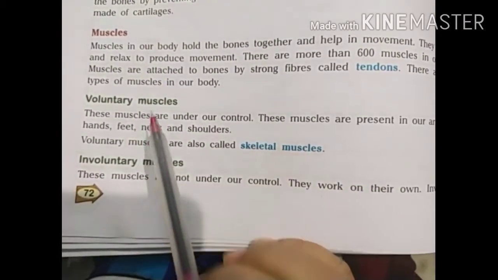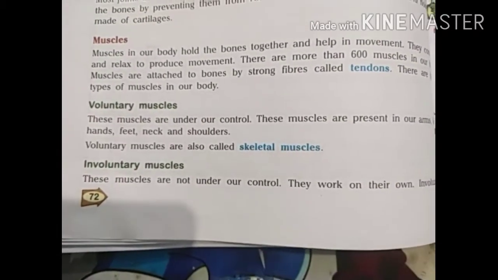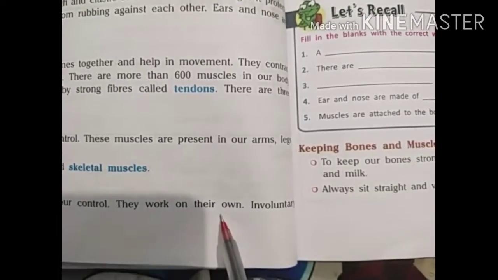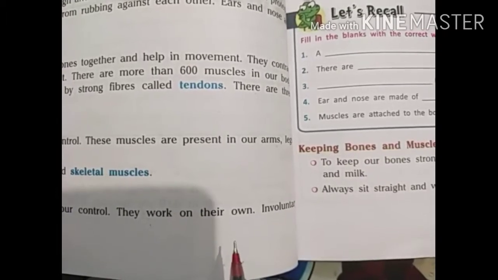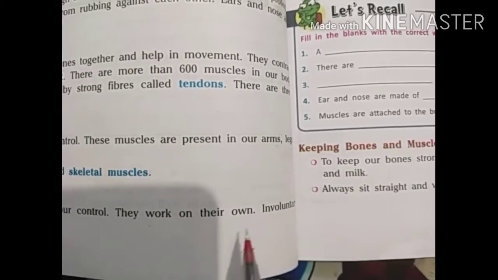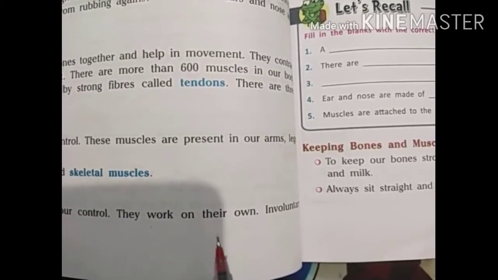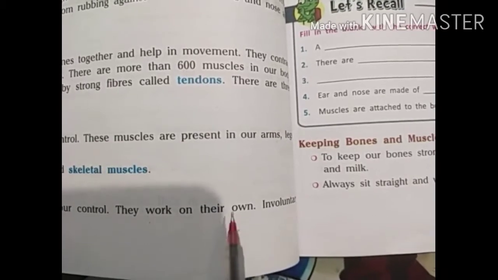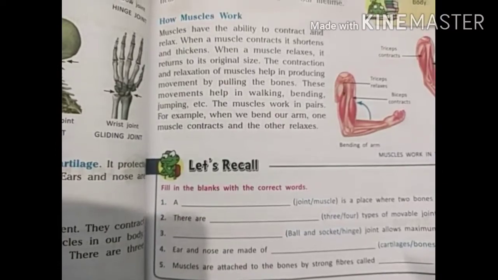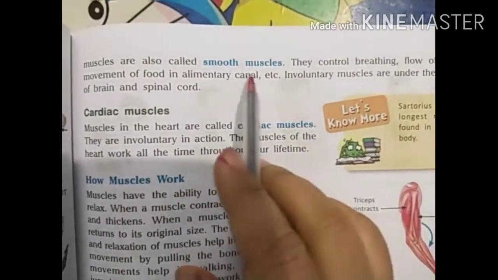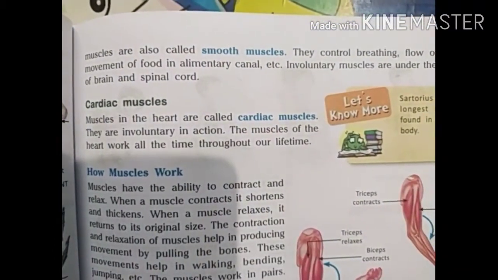In contrast to voluntary muscles, these muscles are not under our control. They work on their own. They work throughout the day and night without any delay, without stopping for a minute. They work throughout life, and they are known as involuntary muscles. So involuntary muscles are also called smooth muscles, whereas voluntary muscles are known as skeletal muscles.